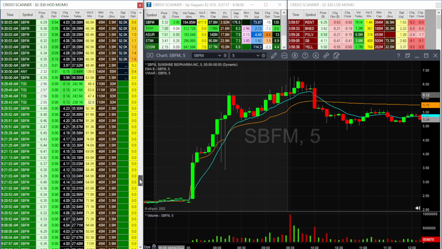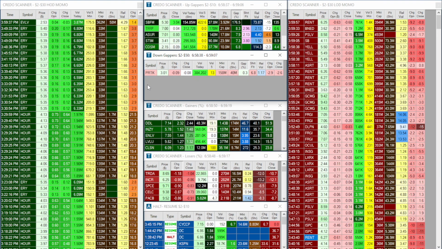For example, I like to trade high relative volume stocks from $2 to $10 with a market cap under 100 million and a float under 10 million. I prefer to set up my scanner for up gappers, down gappers, biggest winners, biggest losers, and volatility stop scanner. On the right side of my screen is the low of the day momentum scanner.